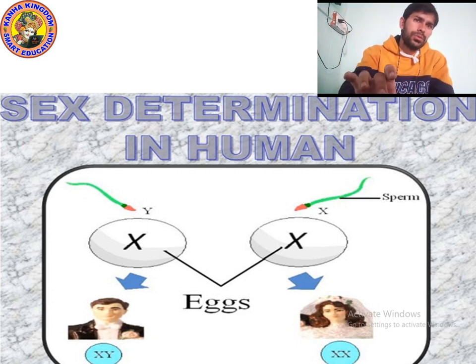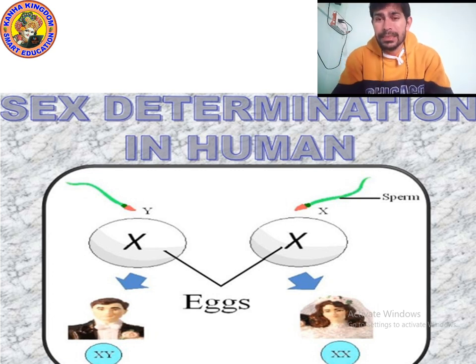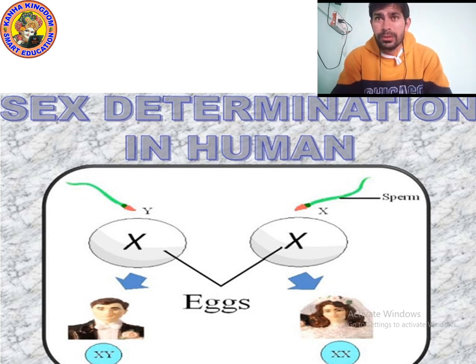Which hormone is released from the thyroid gland? The thyroid gland releases thyroxine hormone. When the thyroid gland releases too much thyroxine hormone, it causes a disease called goiter. Or when the thyroid gland releases very little hormone, that also causes goiter.